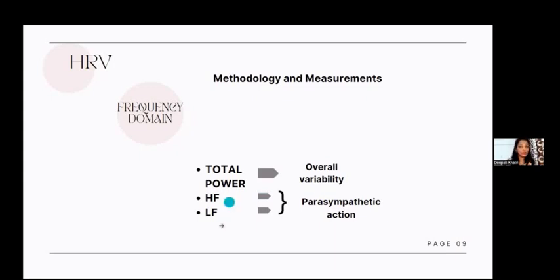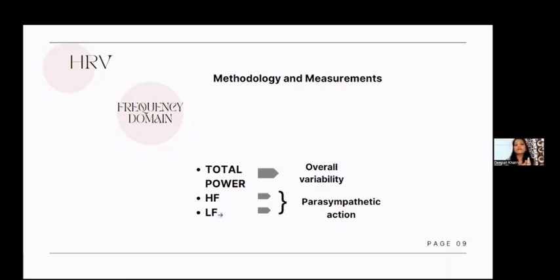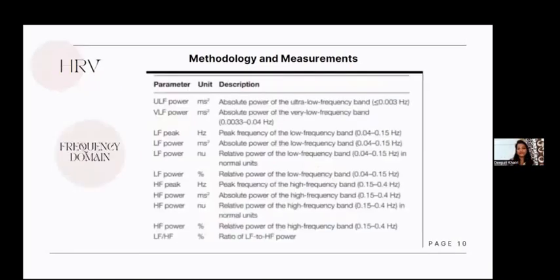HF and LF zones are the routinely used frequency zones which will give you the information regarding the parasympathetic action or vagal action on the heart. So these are the various parameters of the frequency domain. Here you can see in this table.